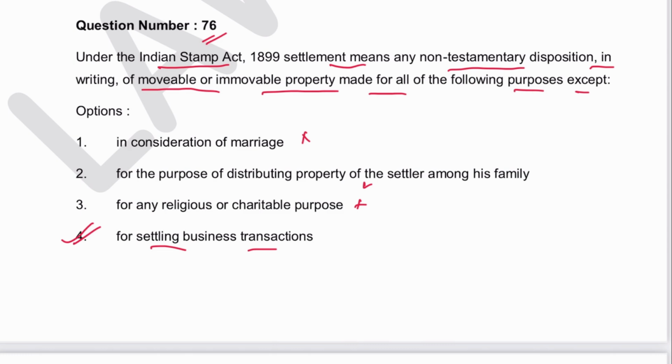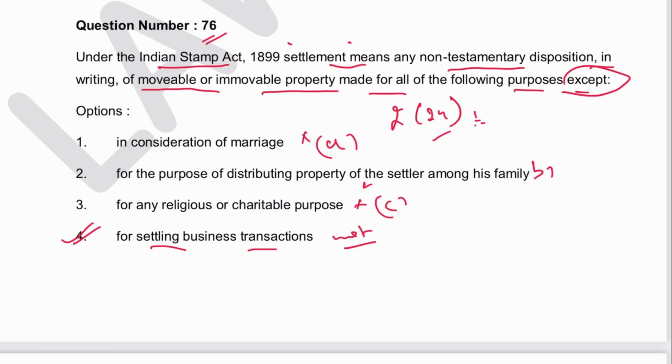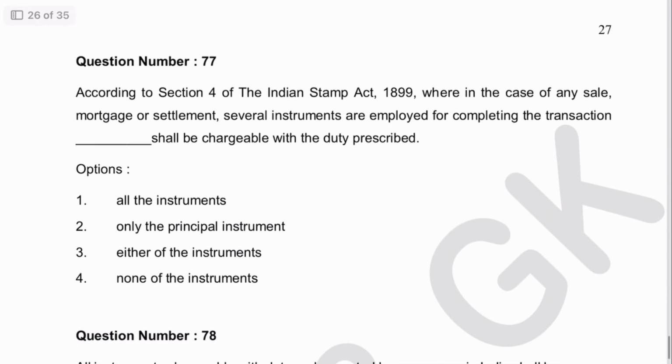The definition of settlement is provided in Section 224 of Indian Stamp Act. And the purpose, consideration for marriage, is mentioned in 224 in clause A, this is B, and this is clause C. So they are asking except, means not included in the purposes. So settling business transaction. Okay.